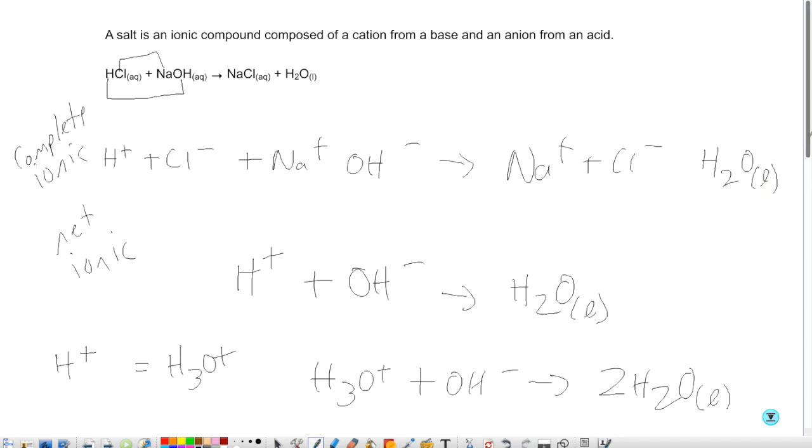All right, so that's bases that are metal hydroxides. Well, what if your base isn't a metal hydroxide? What if your base is one of the other types of strong bases that we talked about, which is the amine-containing bases? So that's HCl plus NH3.